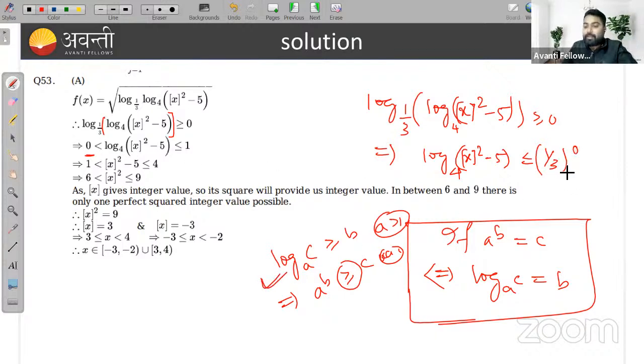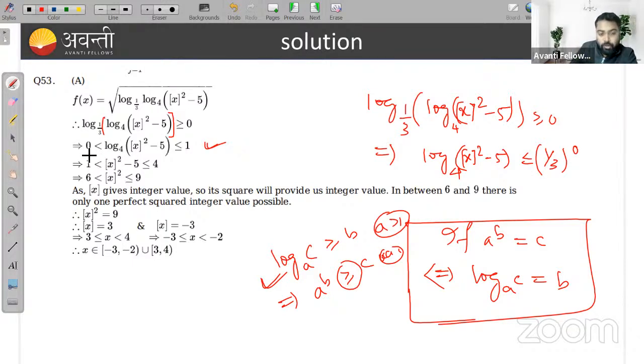Here 1 by 3 to the power 0 is 1. So here we are getting log of box x square minus 5 to the base 4 is greater than 0 and less than or equal to 1. This step is understood? Clear? Okay. Then we have another log till now. If we use the rules of logarithmic inequality and again simplify this inequality, what will happen? See here, the base is 4. That means if we delete this log, what will happen?